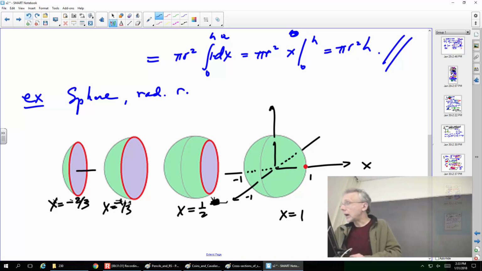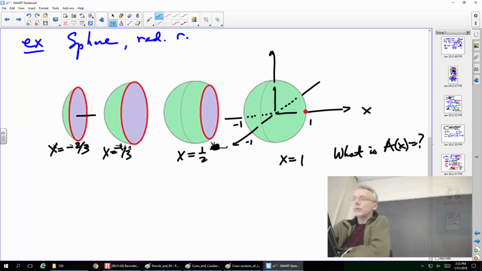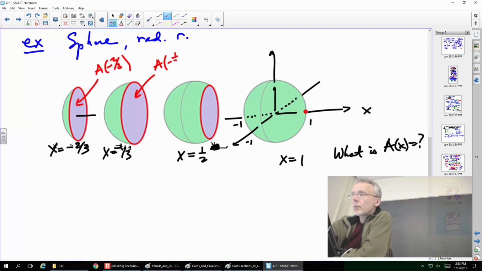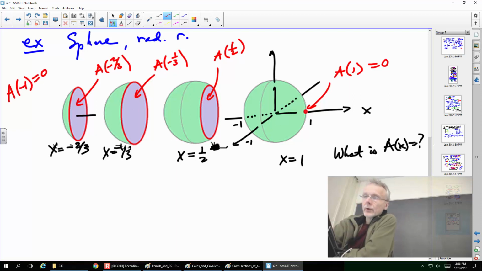We actually have to take it to the next level and illustrate it with, we need to figure out the area. So what is A of x? So this is, okay, let's make that clear. This is A of -2/3, A of -1/3, A of 1/2, and this one is A of 1, which happens to be 0. At the other end, by the way, A of -1 is also 0, when the plane and the sphere also only touch each other. Okay, so only one point in common.